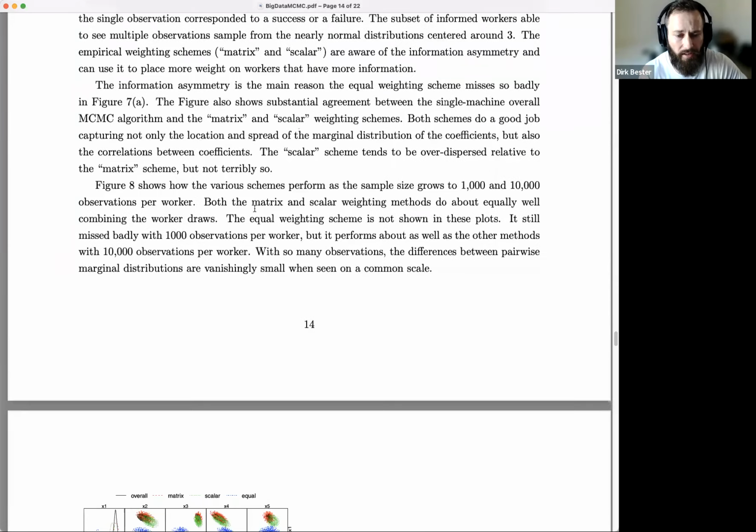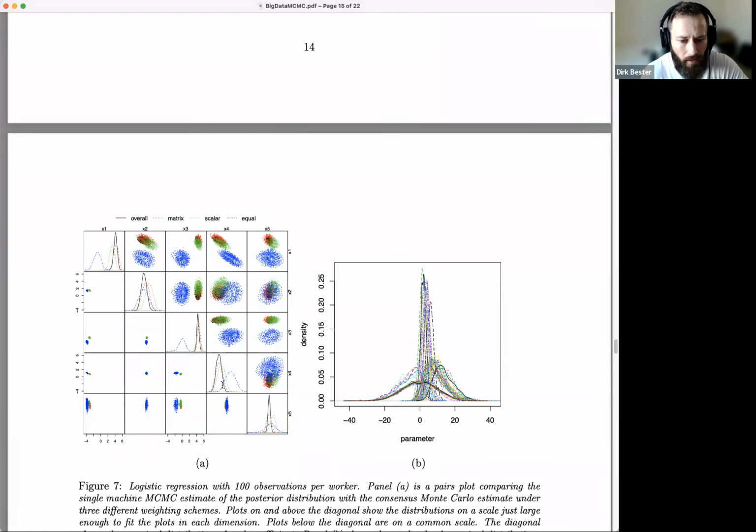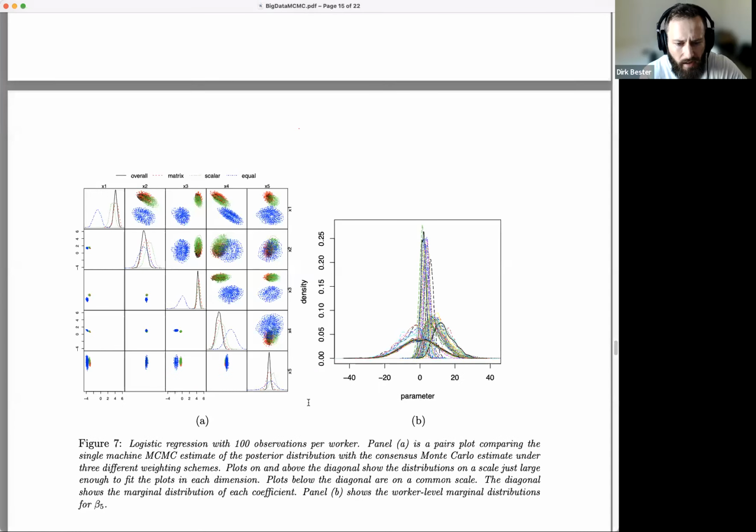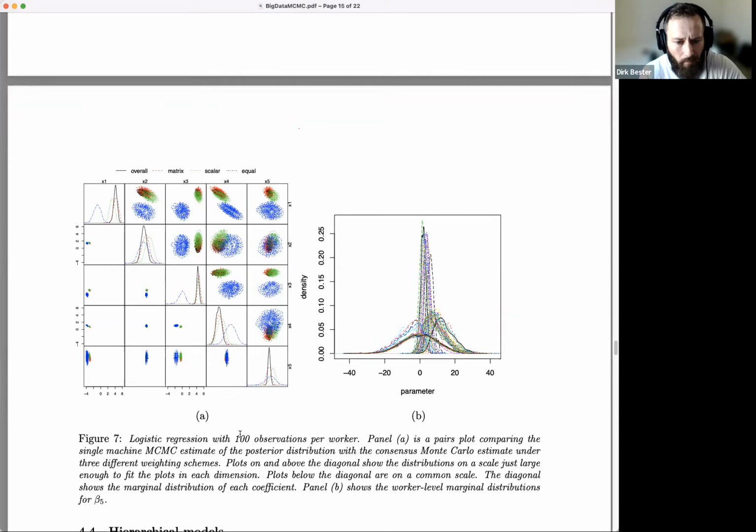So they just go and say the single machine. These are all the estimates of the 5 parameters using a single machine, which is given in black, and then they give the other ones in multiple colors. Logistic regression with 100 observations per worker. These are the posteriors. These are where they ended up if you plot them on a scale that makes it easy to view, and this is if you plot everything on the same scale, basically.